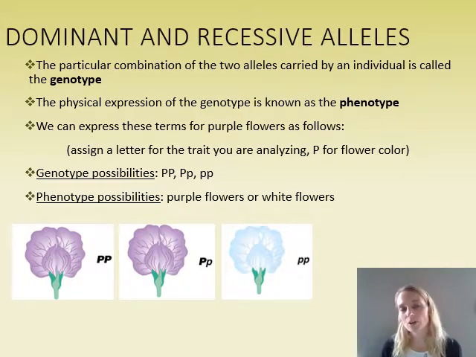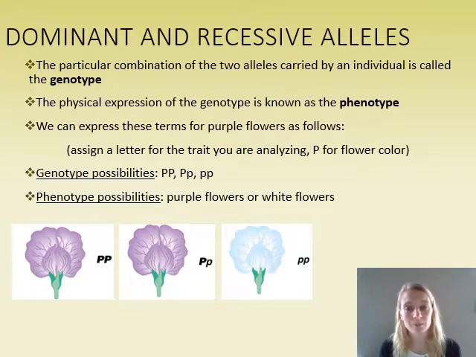The letters are just a random assignment. Sometimes it's the first letter of the trait, or sometimes it's the first letter of the dominant allele. You can choose. It could be any letter in the alphabet that you want, but you only pick one letter. You don't go P for purple and W for white. It's one letter per gene, and you use the capital and the lowercase to represent the different alleles. So in this case, the capital P is going to represent the purple allele form, and the lowercase p is going to represent the white allele form.